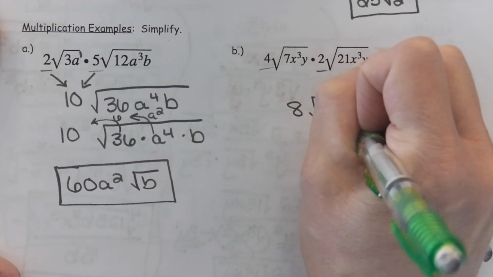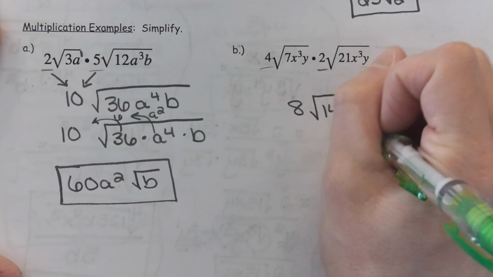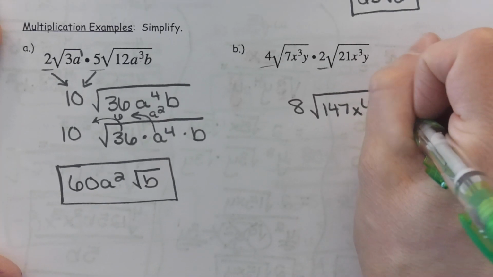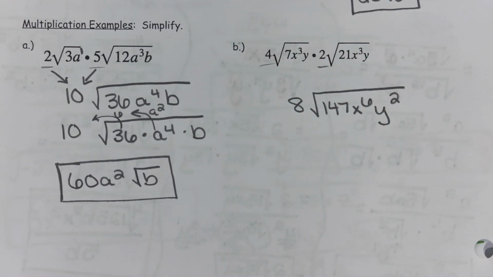147. And then we have x to the y to the second. Okay. All right, let's see what 147 is divisible by.